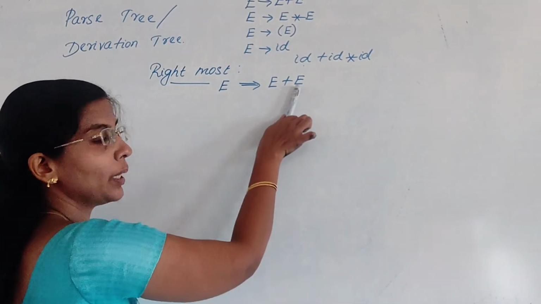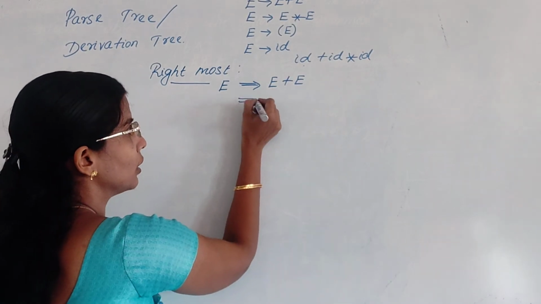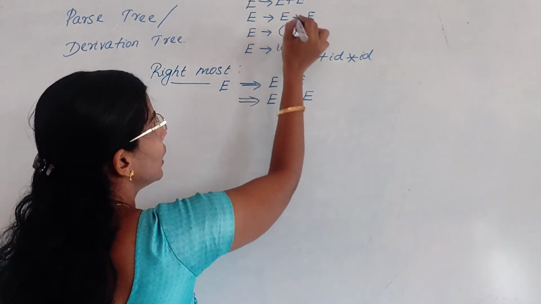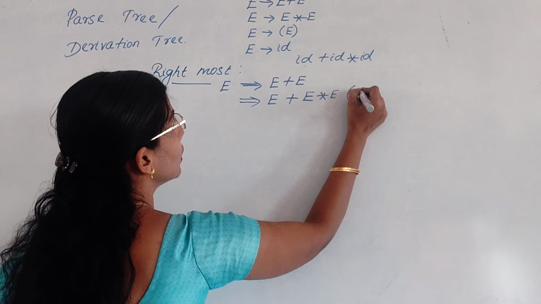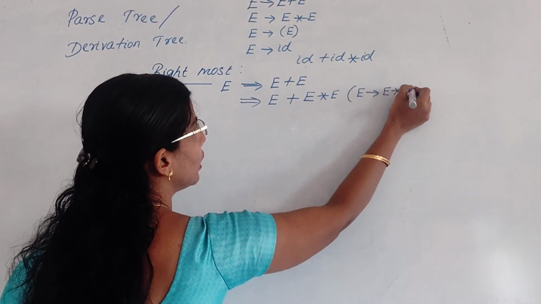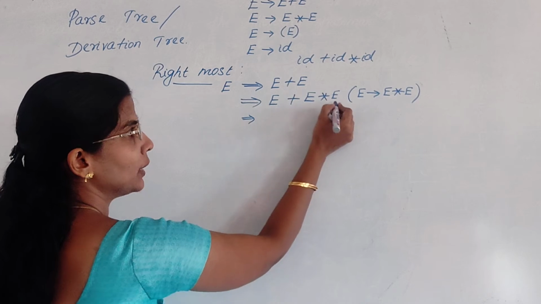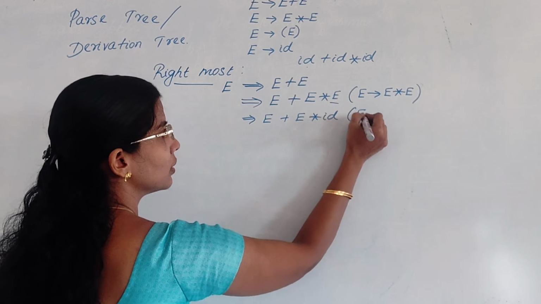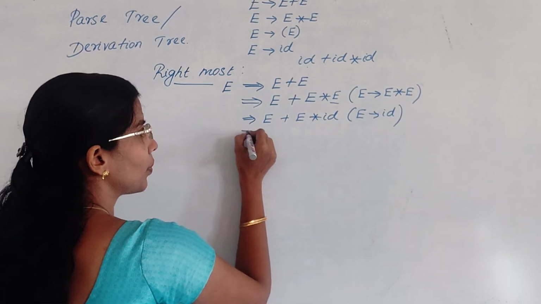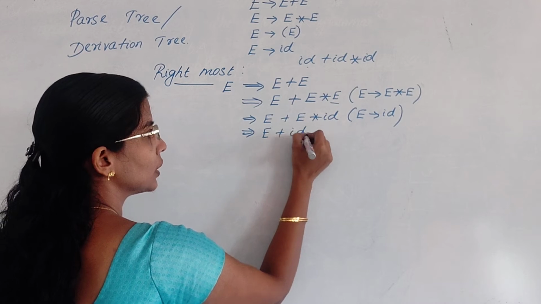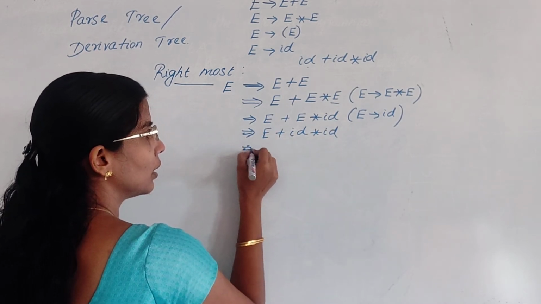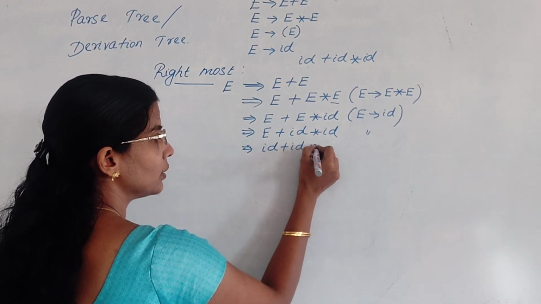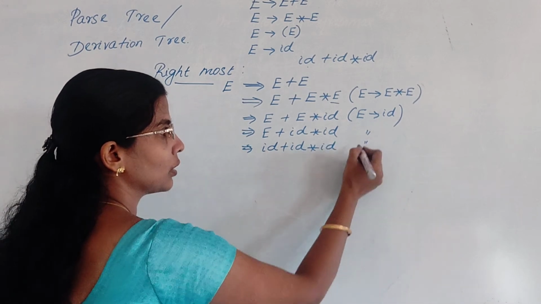You all know I should replace my rightmost E. So it is E plus, and this E I replace with E star E. E tends to E star E. Replace the rightmost E: E plus E star id. Then id plus id star id. We are using the same production, id plus id star id.